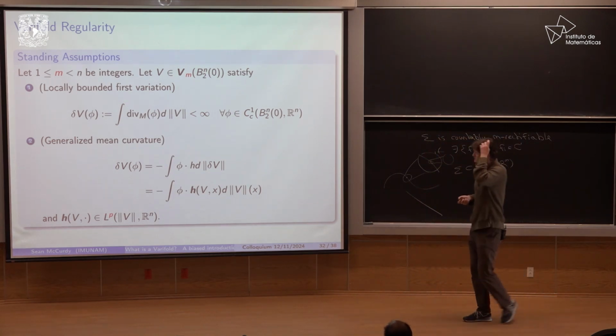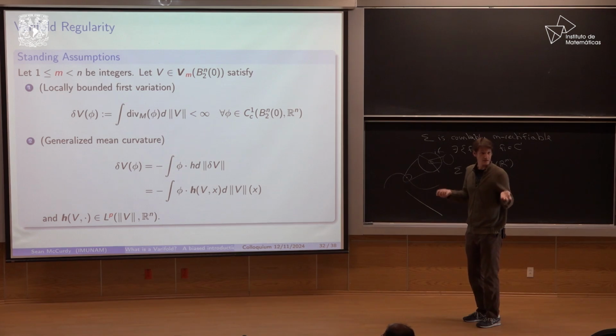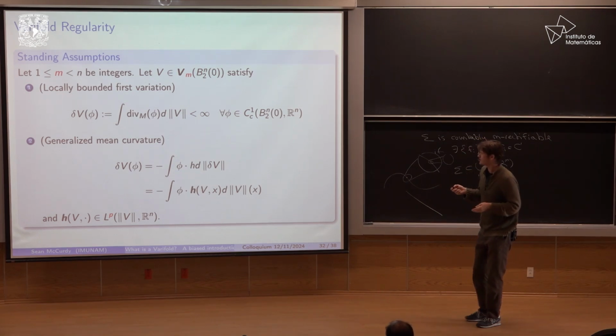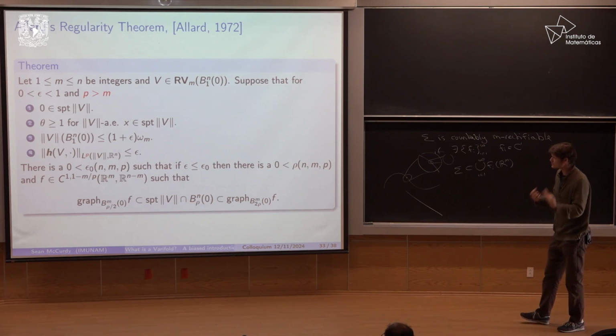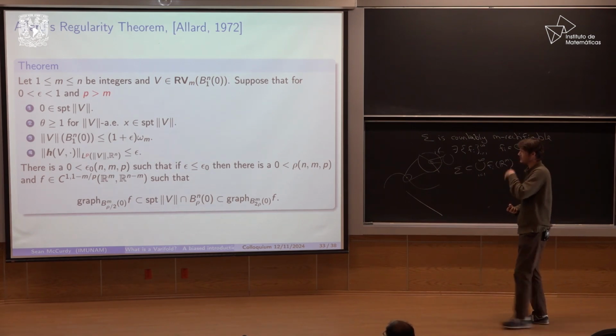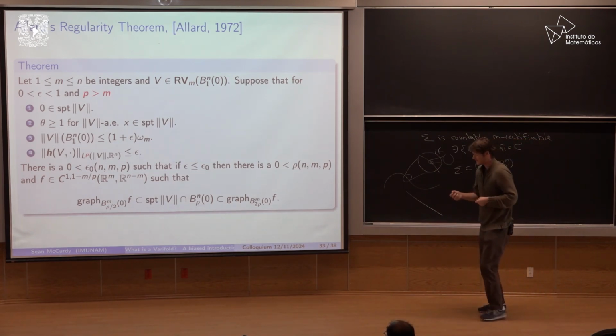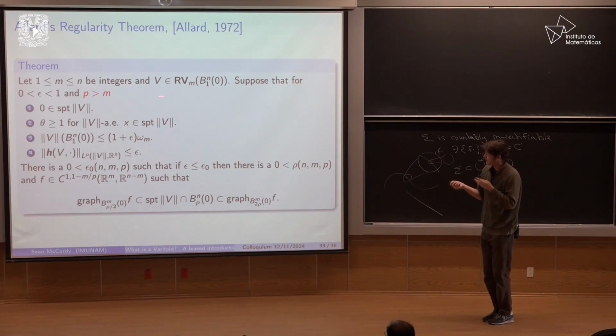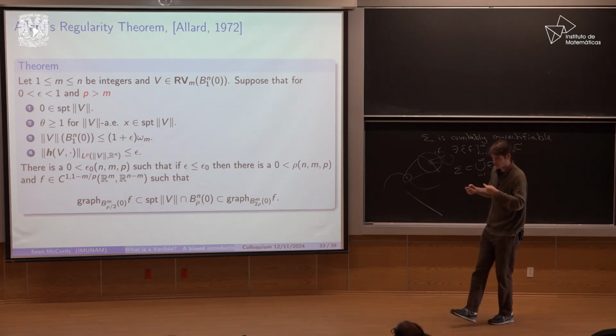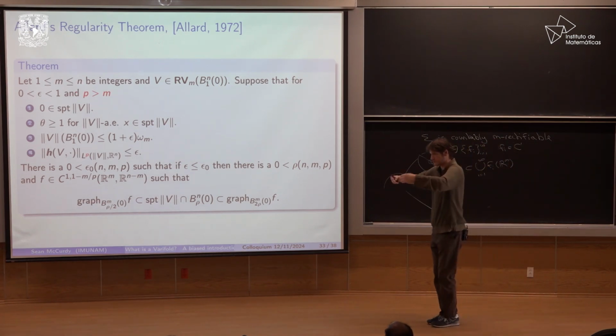So the question becomes, well, what's the relationship between the p, the m, and the regularity? And the most famous example of a result like this is Allard's regularity theorem, which came out in 1972. And it says that if we have a nice varifold under our assumptions, and p is strictly bigger than m, so we're in supercritical dimension, p is greater than the dimension of the varifold.